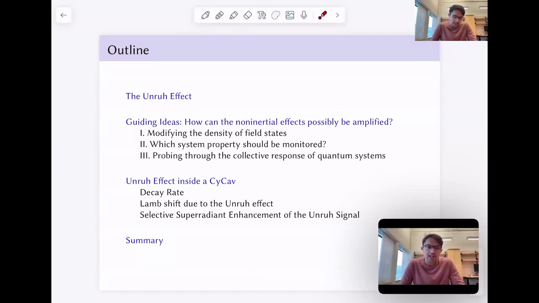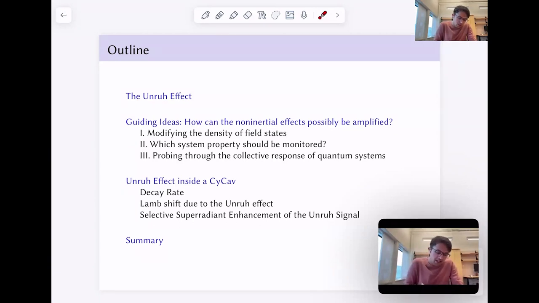To that end, I'll present three observations, which I'll just call guiding ideas, on how we might be able to better resolve non-inertial effects in general and the Unruh effect in particular. I'll talk about modifying the density of field states using an electromagnetic cavity. I'll also argue that there is some merit in being careful about which system property you decide to monitor in an experiment if you want to efficiently capture non-inertial effects in quantum systems. And then I'll motivate why it might be good to resort to the collective response of quantum systems to probe non-inertial effects, and in particular, the Unruh effect.